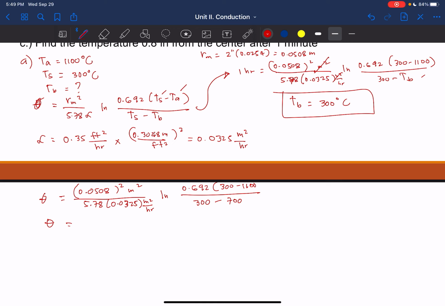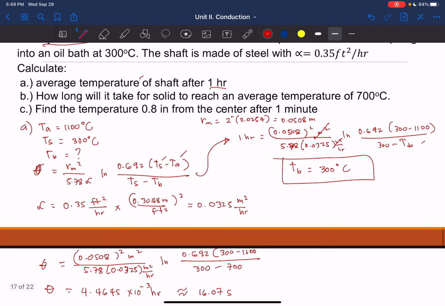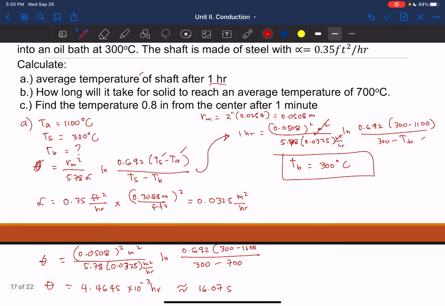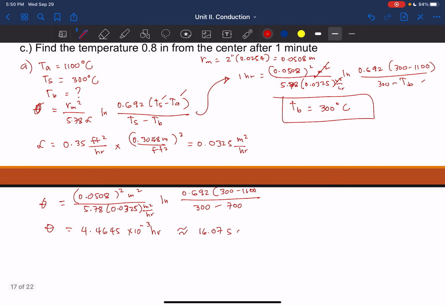So, at a value of 4.4645 times 10 negative 3 hours, and this actually is roughly equivalent to 16.07 seconds. So, take note, from an initial temperature of 1100 degrees, after just 16.07 seconds, it will reach 700 degrees centigrade. Letter C. So, this is your B.